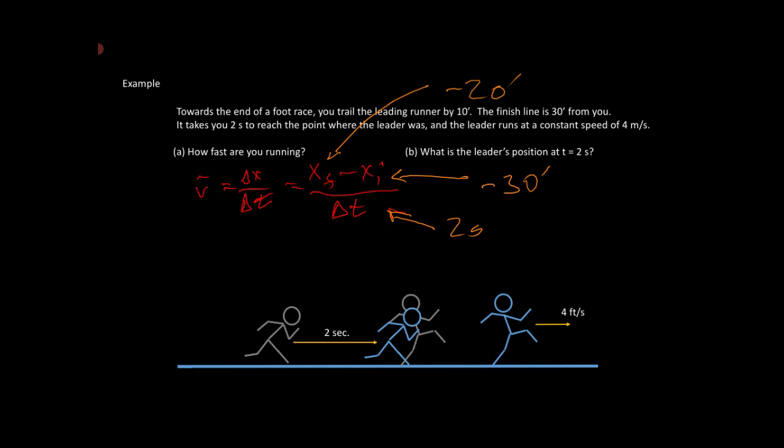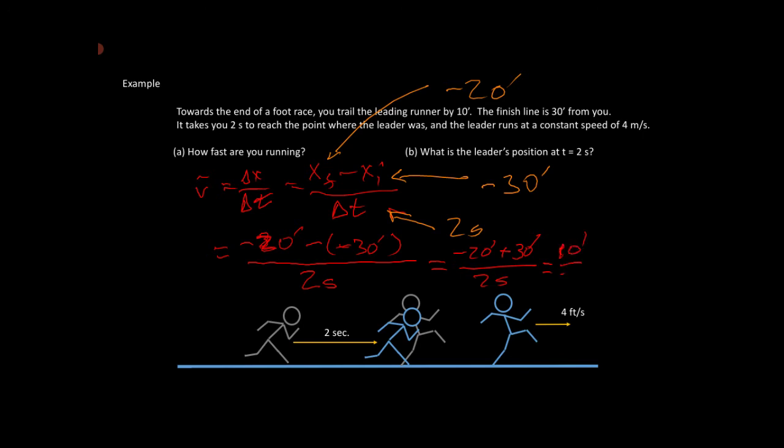So when we do the math, that is minus 20 feet, our final position, minus minus 30 feet. Got to remember to do the 2 minuses. That'll screw you up if you don't do it that way, over that 2 seconds. So minus minus is plus, so we have minus 20 feet plus 30 feet over 2 seconds. That's equal to positive 10 feet over 2 seconds, which is 5 feet per second. So that looks good. It gives us a shot at least of winning the race.